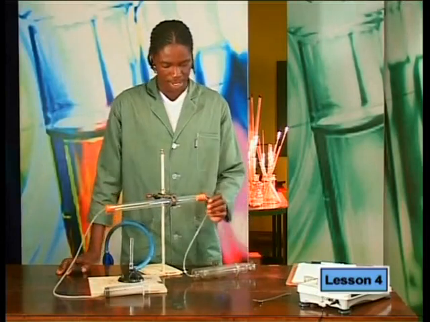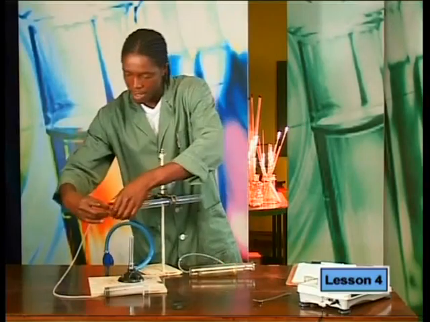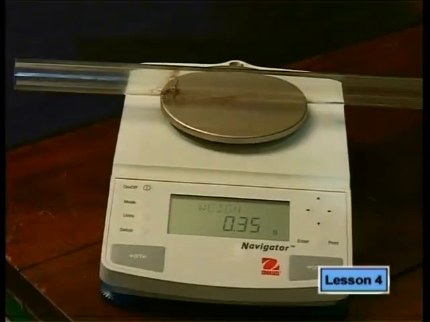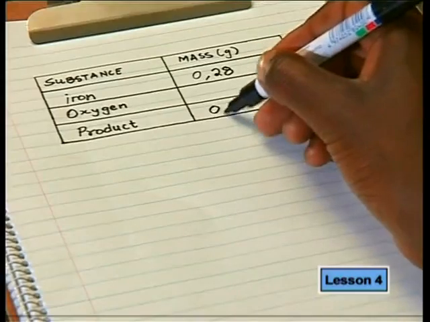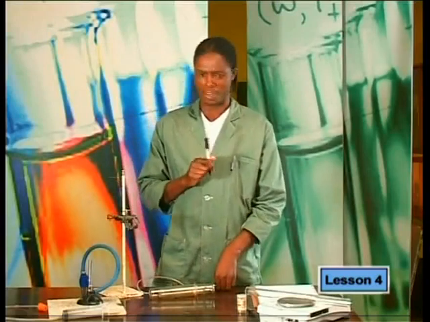So what I'm going to do first is to find the mass of the product. Can you notice that the mass of the product is greater than the mass of the iron we started with? Can you explain the increase in the mass? Well, the mass of the iron did not change during the reaction. So this must be due to the fact that oxygen reacted with the iron to form an oxide of iron.